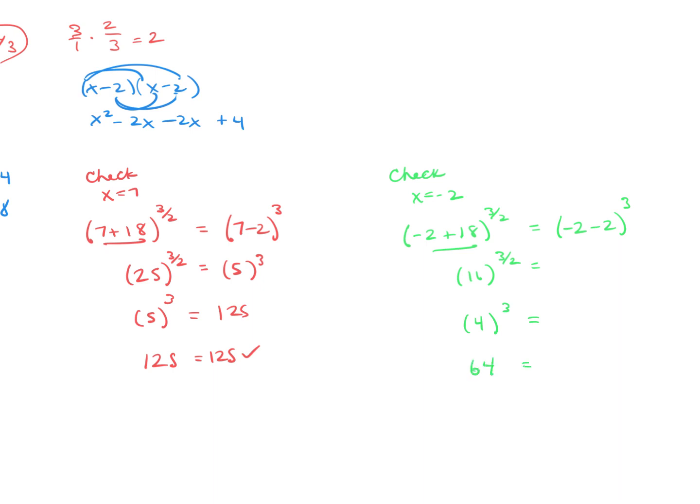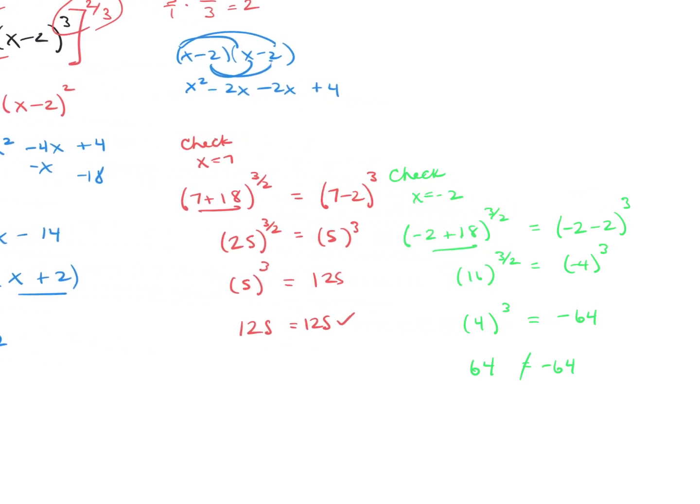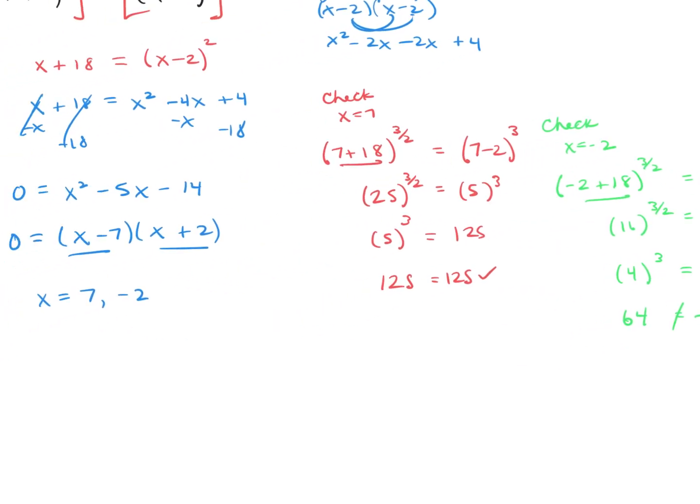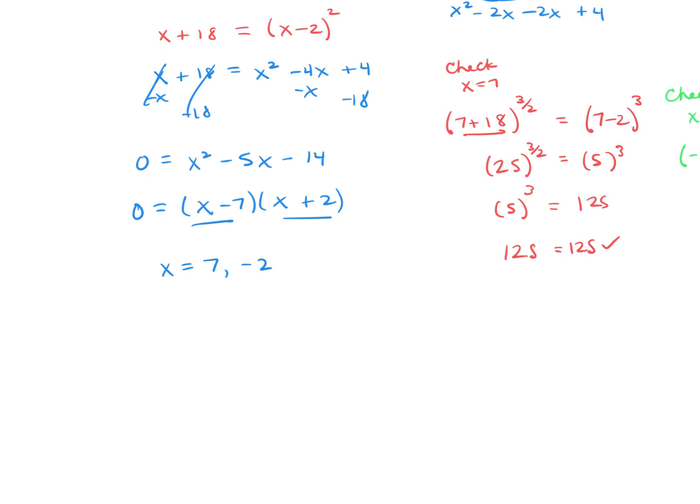Now on the right side, we have negative 2 minus 2, which is negative 4 to the 3rd power. If you multiply 3 negative 4s together, you get a negative 64. So I'm just going to carry that down. Does 64 equal a negative 64? It does not. So that means that x does not equal negative 2. The only solution we have is x equals 7.